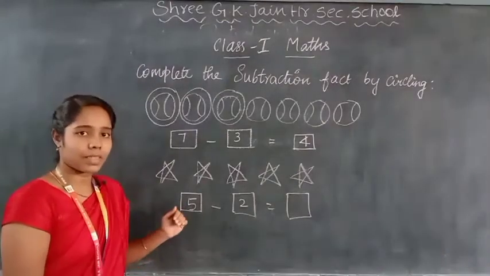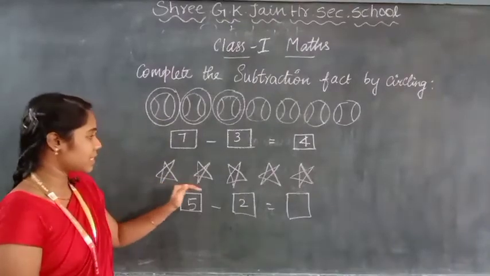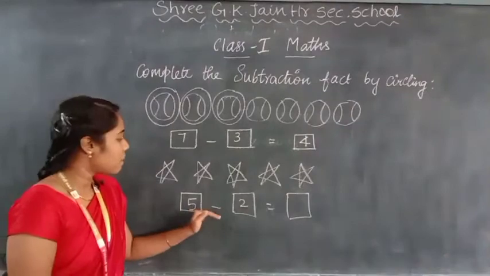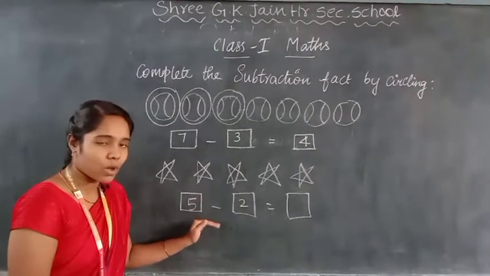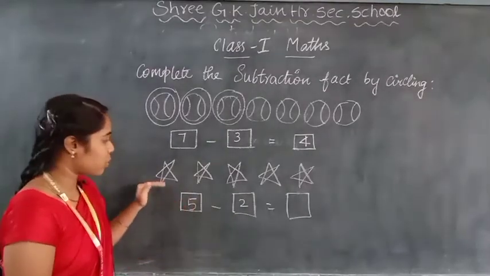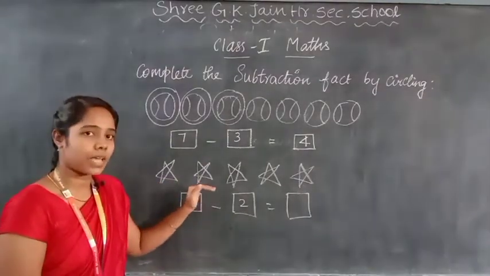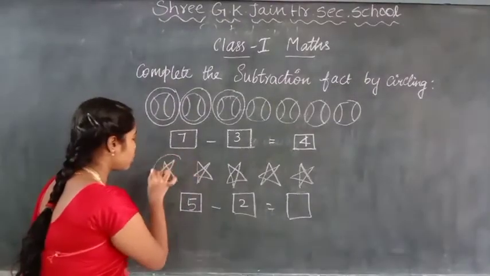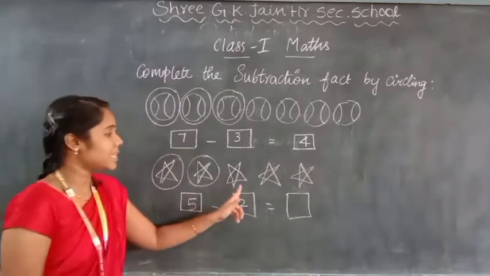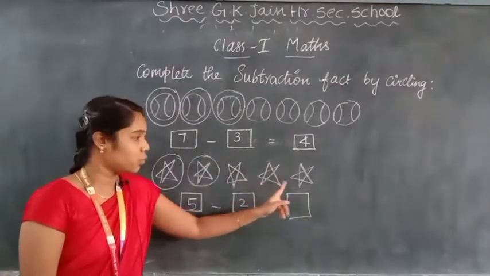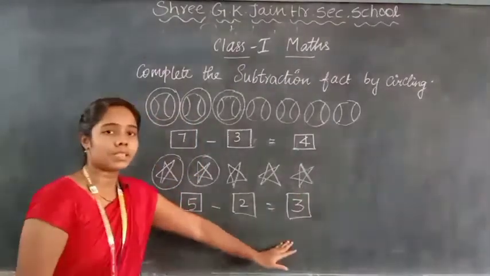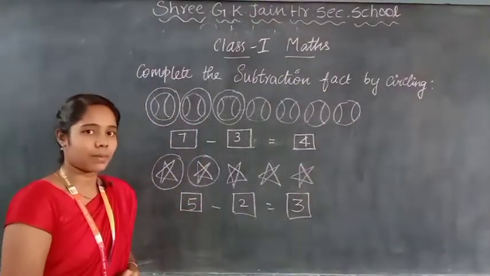Now you are going to tell me the answer. Count how many stars are here. 5 stars are here. So 5, minus is the symbol for subtraction, 2. 5 minus 2. So what are we going to do? We are going to take away 2 stars. So what should we do? We have to circle them first, right? So how many are left? 1, 2, 3. Shall we write it? Yes. This is how you should do subtraction by the circling method.